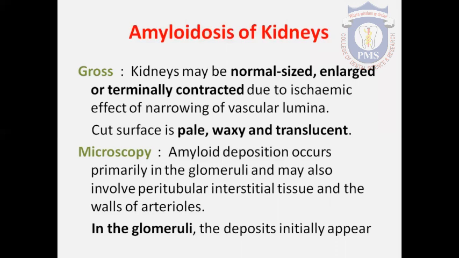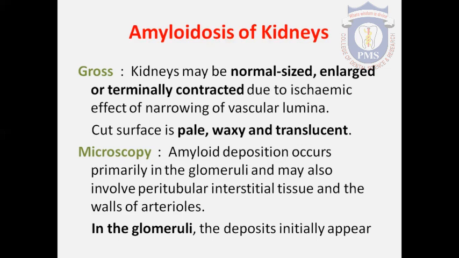Gross appearance. Kidneys may be normal sized, enlarged, or terminally contracted due to ischemic effect of narrowing of the vascular lumina. Cut surface will be pale, waxy, and translucent. Microscopy. Amyloid deposition occurs primarily in the glomeruli and may also involve peritubular interstitial tissue and the walls of arterioles.